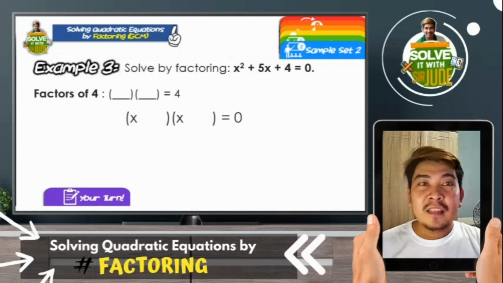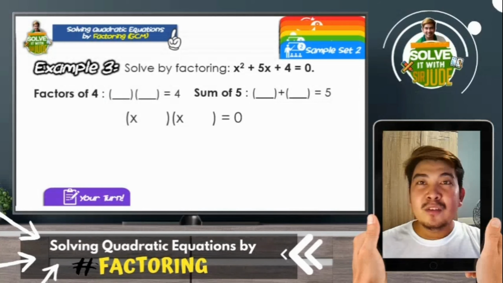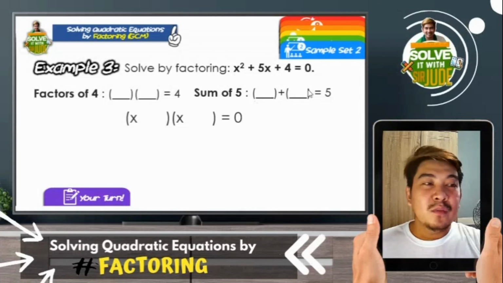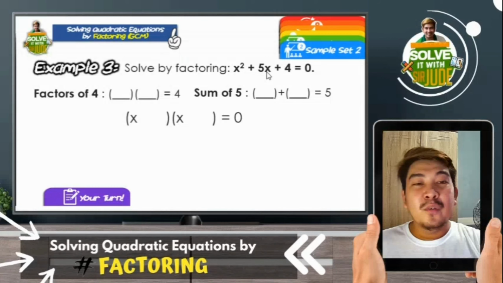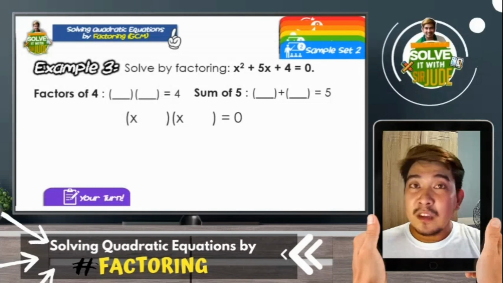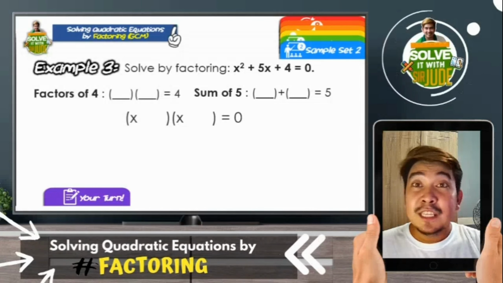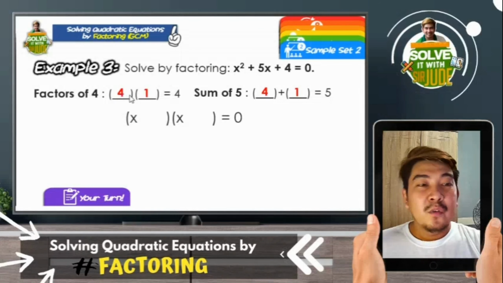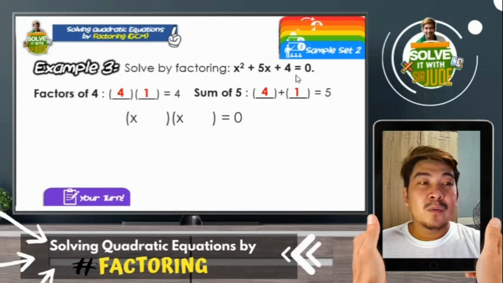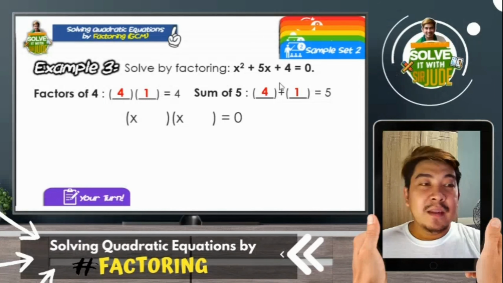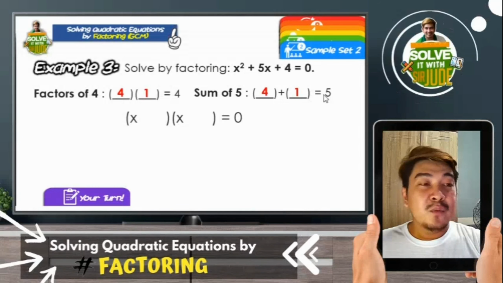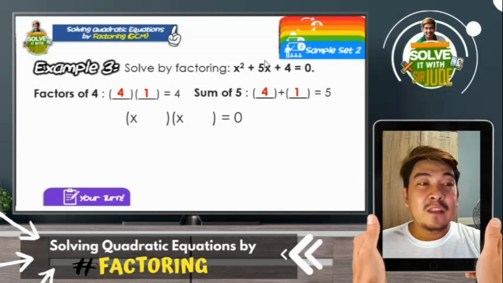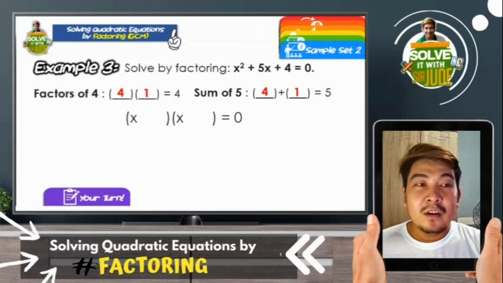Na kung saan, at the same time, kapag in-add mo naman yung dalawang numbers na yon, it will result to 5, which is the value of our B. So what are the numbers? The numbers are 4 and 1. So if we are going to check, 4 times 1, that will give us 4, which is the last term of our quadratic equation. And then, the sum 4 plus 1, that will be 5, which happens to be the value of B of our linear term.